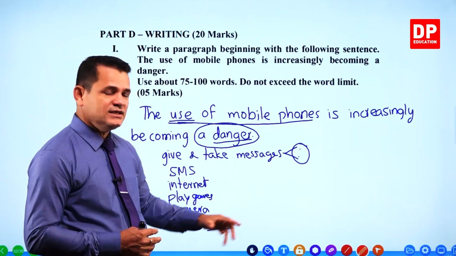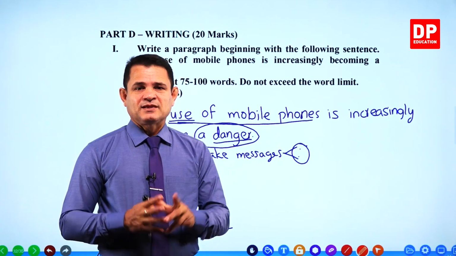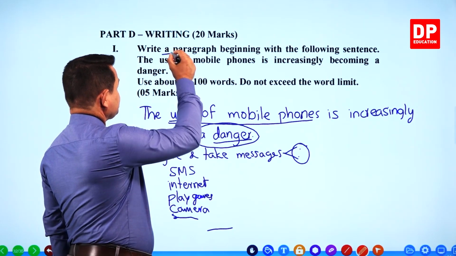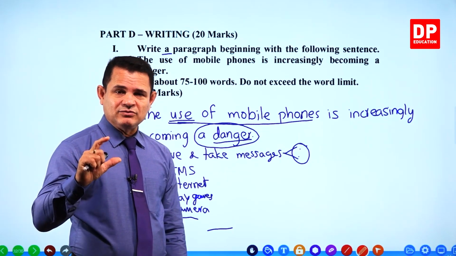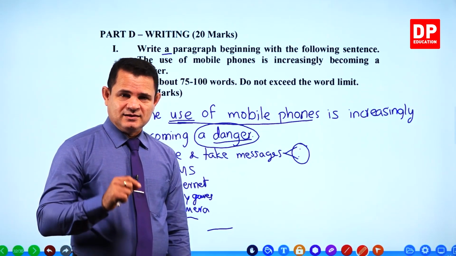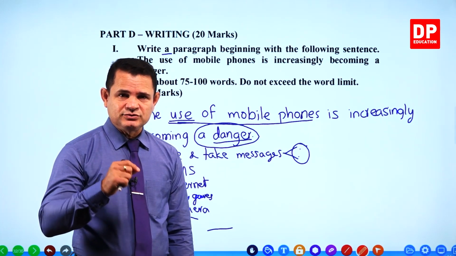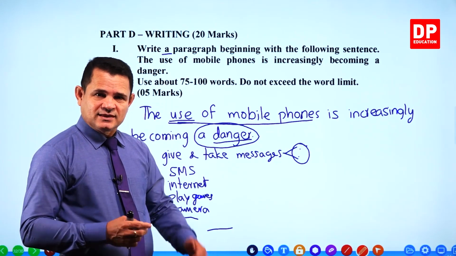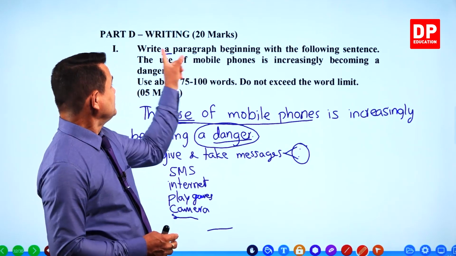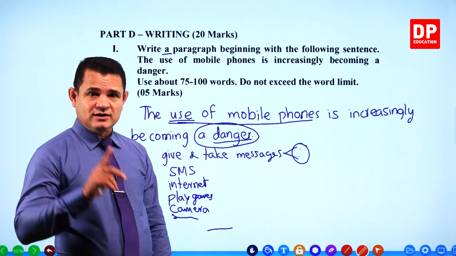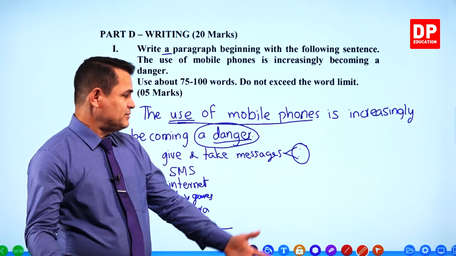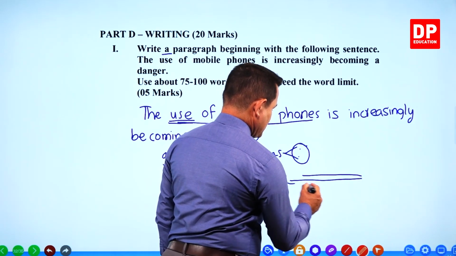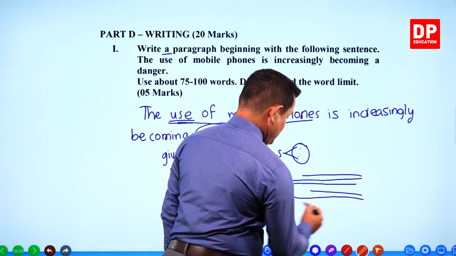So then use these points and write one paragraph. Remember, write a paragraph means just one. If you write two, you know what happened. When we do paper marking, we are advised not to mark the second paragraph. If two paragraphs are written, we don't look at the second one, because here it says write a paragraph. A means one. Some students may write a line or two in the first paragraph, and the next paragraph has a lot.